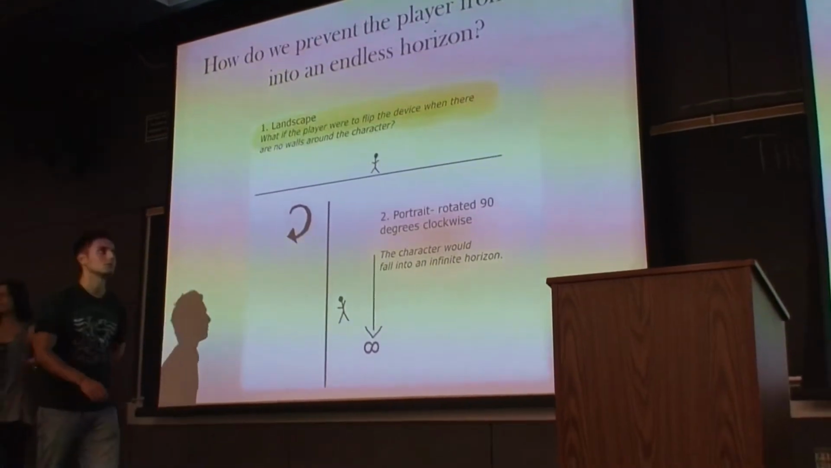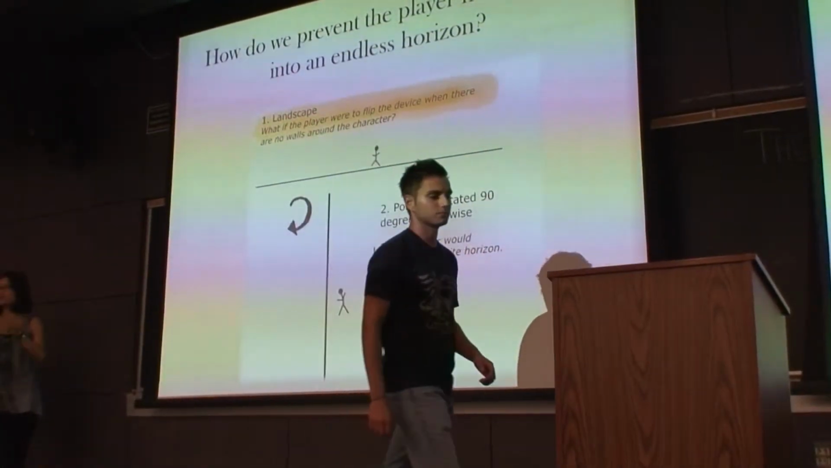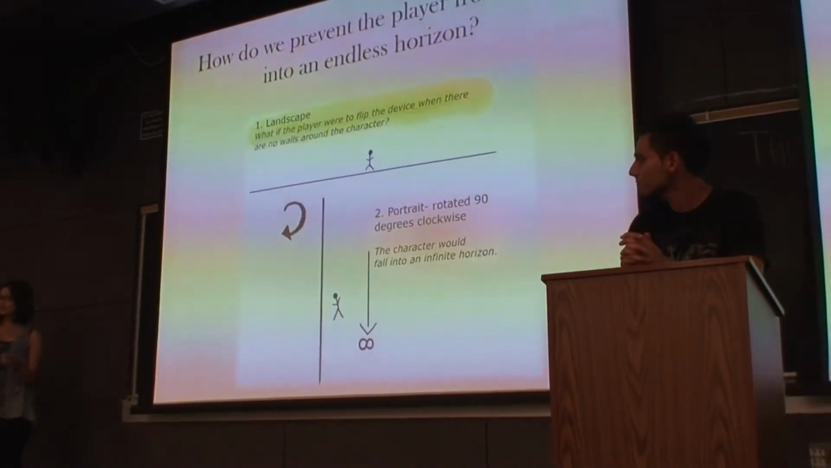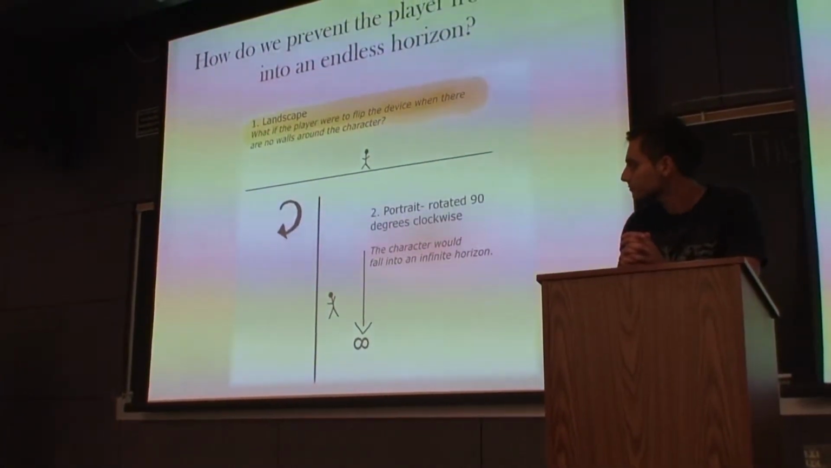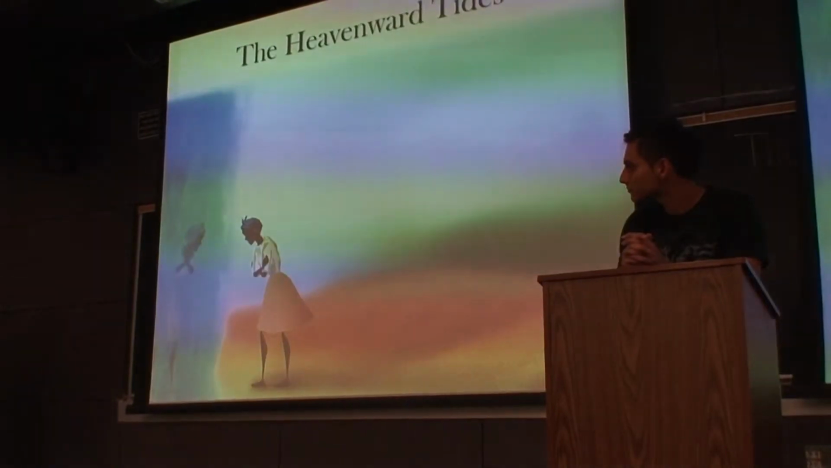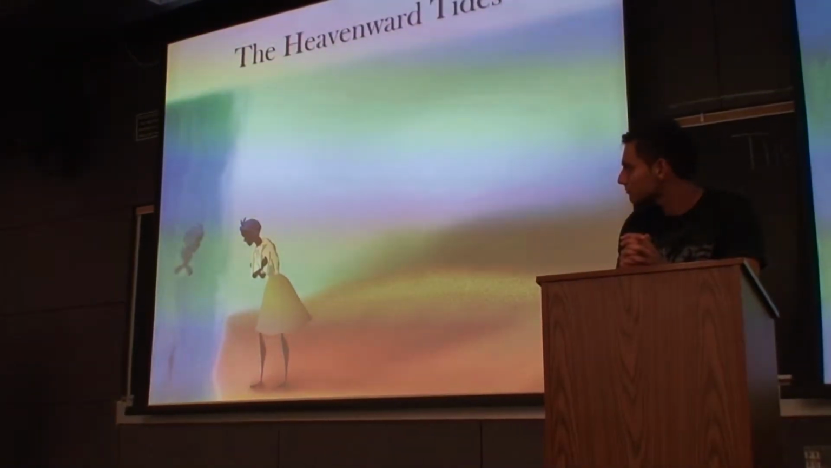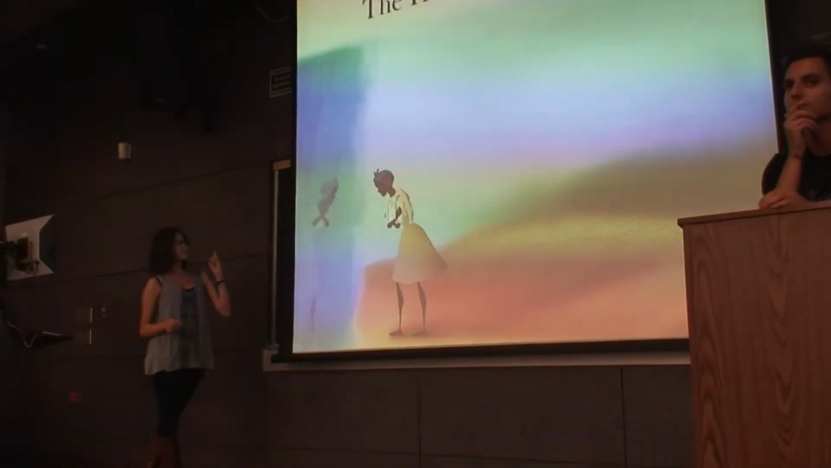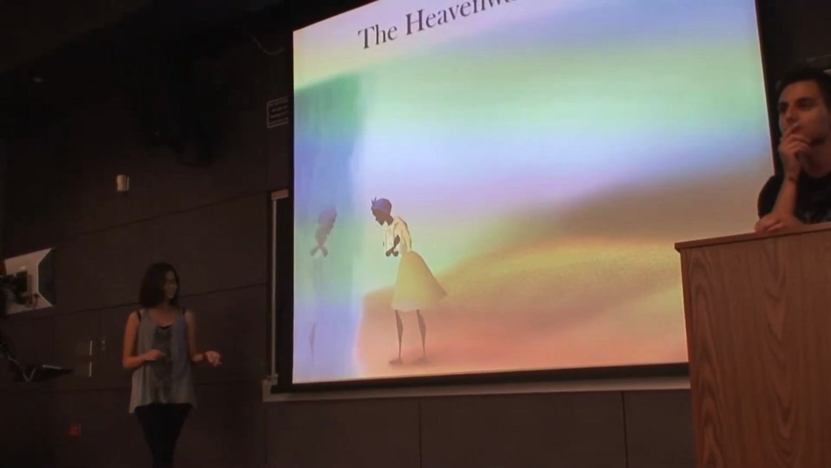So you guys are probably wondering what happens if the player rotates the device and Azura falls down and there's nothing to catch her. Well, she would fall into an infinite horizon. But this is where the element of the heavenward tides comes in. The heavenward tides, as you can see right here, is an endless sea of water that goes up to the sky and follows Azura wherever she goes.